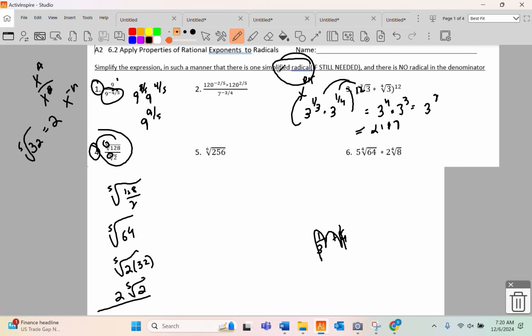Now, I want a simplified radical if needed, and I do need a radical here. This is the 5th root of 9 to the 9th power. That's what it is. If you want to figure out what 9 to the 9th is, by all means, go ahead and do it. I'm not.